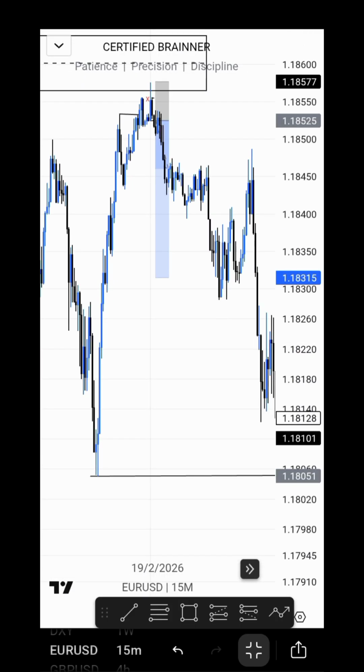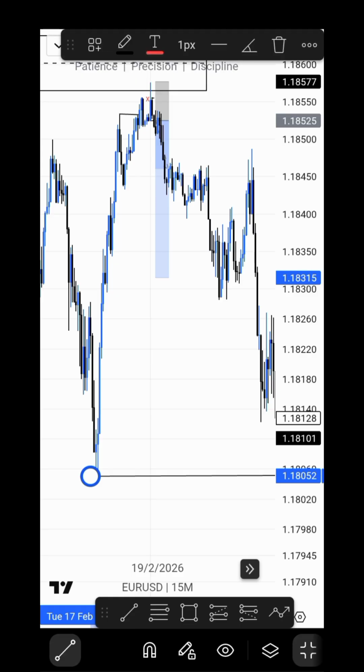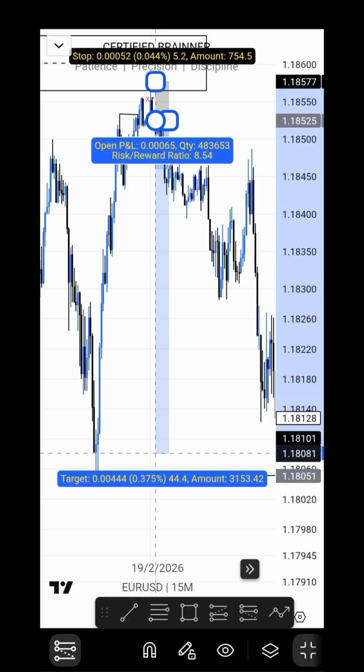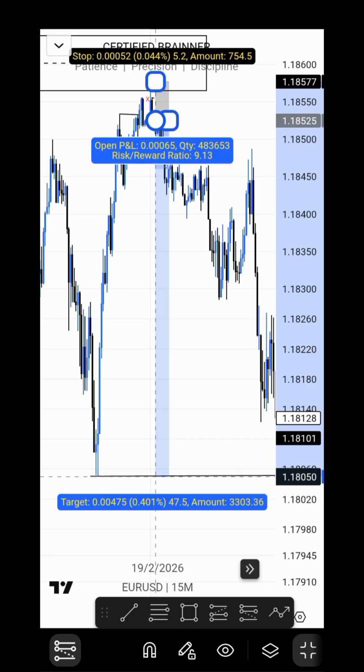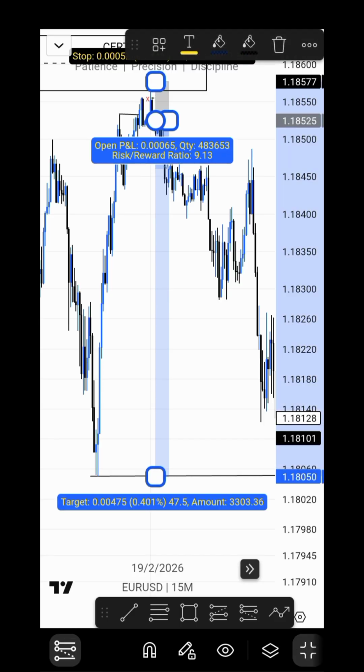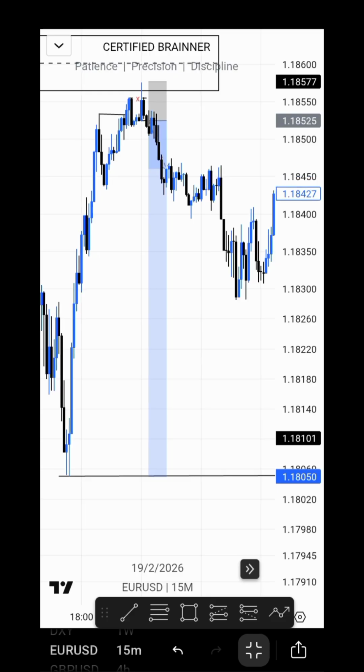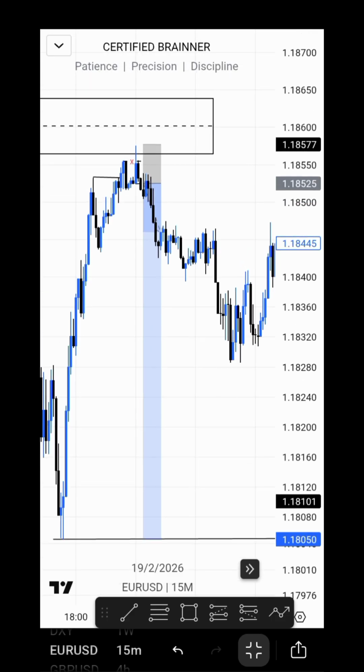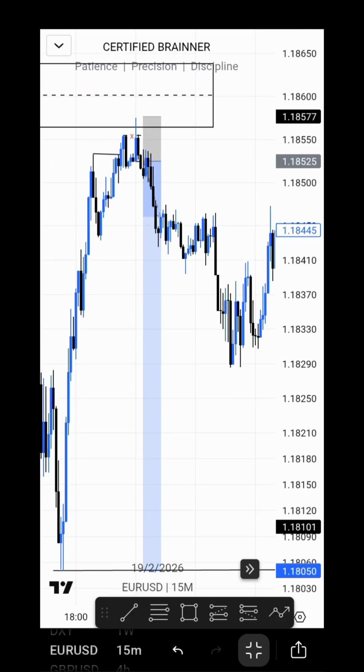Now, because this was the last swing low that was created, that is why I placed my TP here. Bam. And this is a 1:9 RR. It was about 9.25 thereabout. So how was I able to catch the second trade setup?